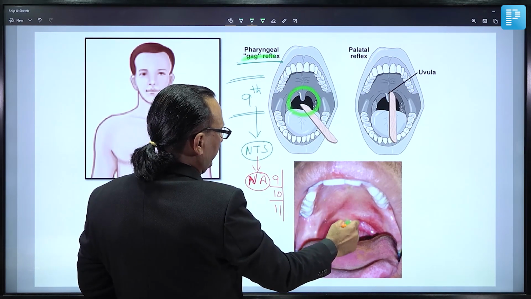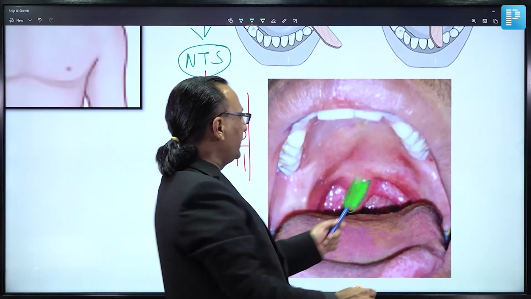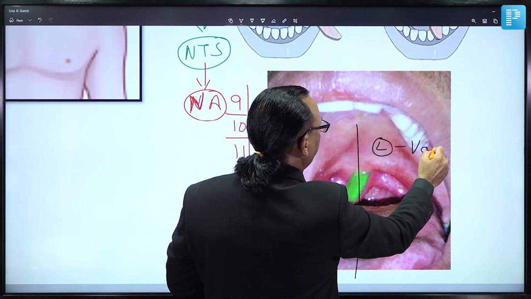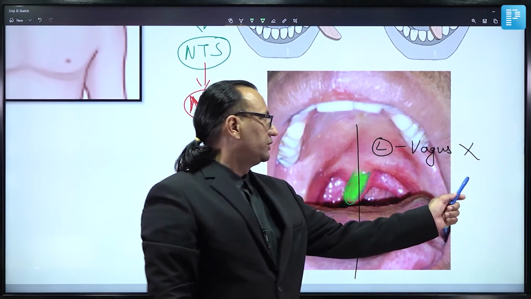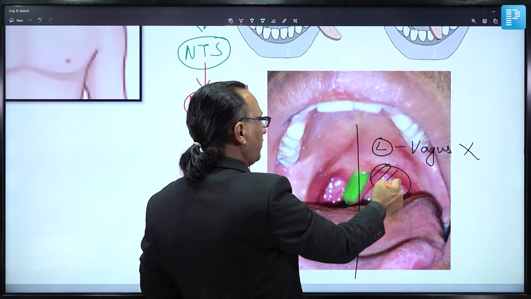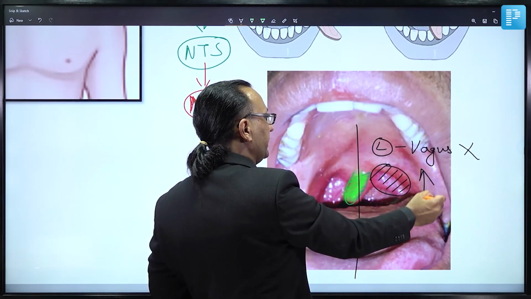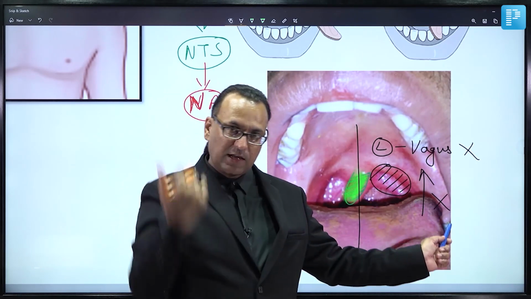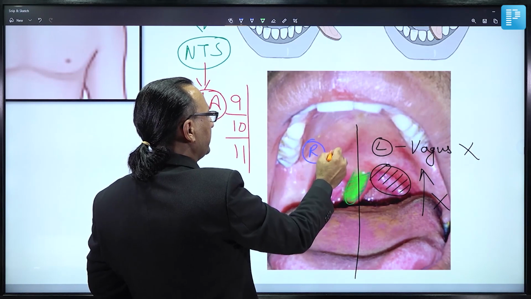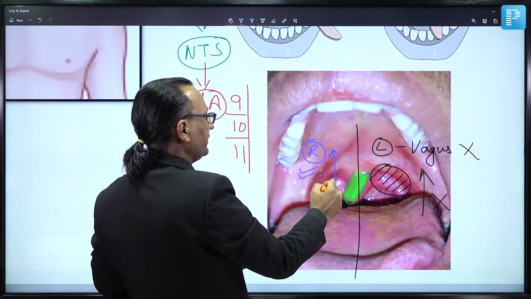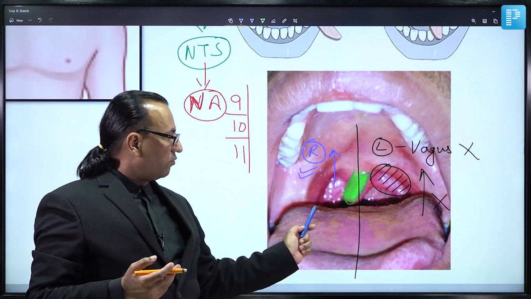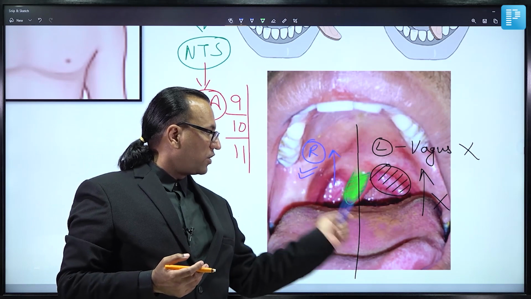Let me zoom this region a little bit. The uvula is not in the midline. It is a case of left-sided vagus nerve being compromised. So if the left vagus is not working, the left-sided palatal muscles will not contract. The palate will not be elevated. In fact, it will be sagging down. Whereas on the normal side, that is the right side, the palatal muscles are contracting properly. They will be elevated. In that process of one side sagging down, the other side moving upward, the uvula is pulled towards the normal side.